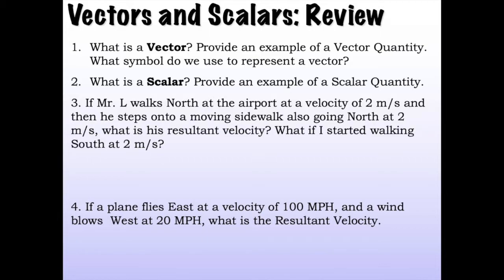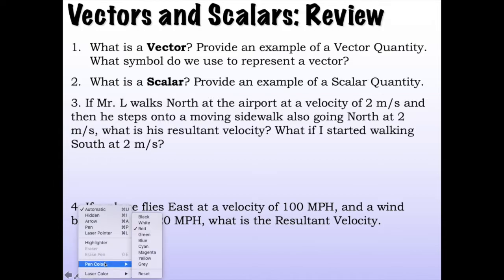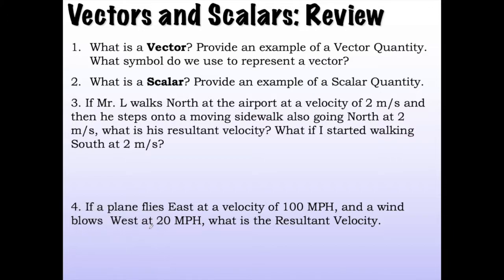Number three, if Mr. L, that's me, walks north of the airport at a velocity of 2 meters per second, and then he steps onto a moving sidewalk also going north at 2 meters per second, what's his resultant velocity? And I call it a moving sidewalk because I asked a person at the airport one time what's the technical term, and the guy said, oh, we just call them moving sidewalks. But if you picture this, it's like the belt of the airport.